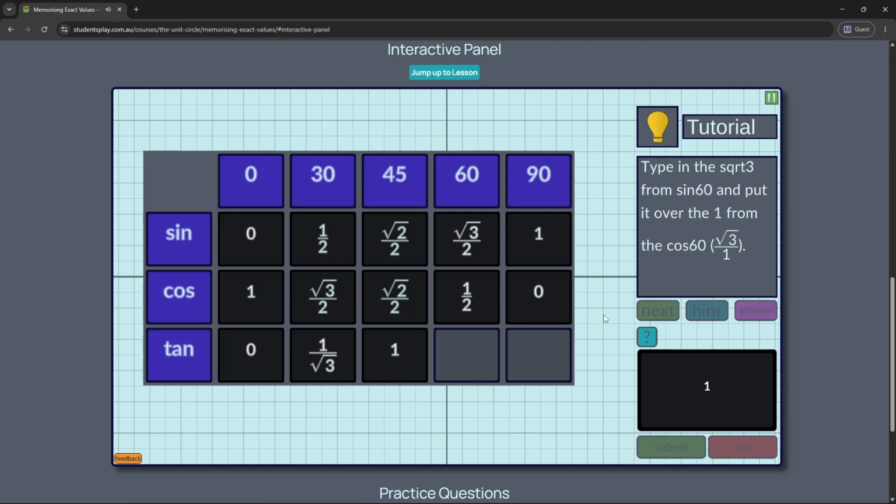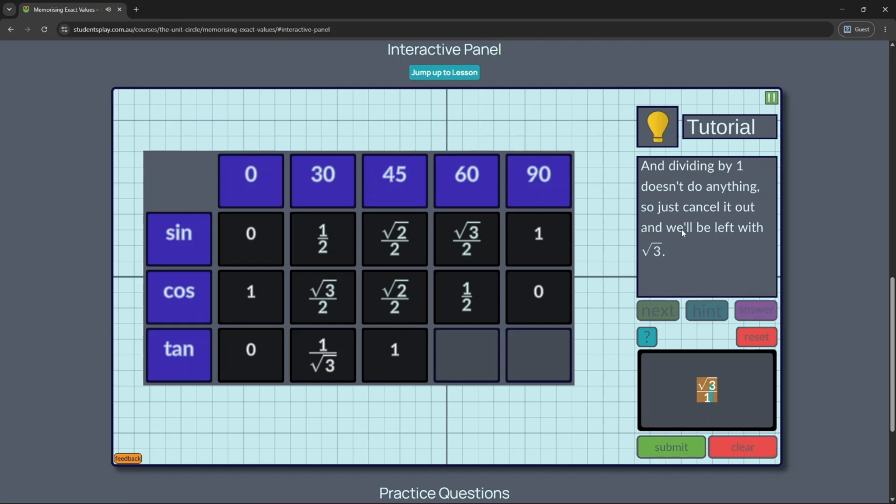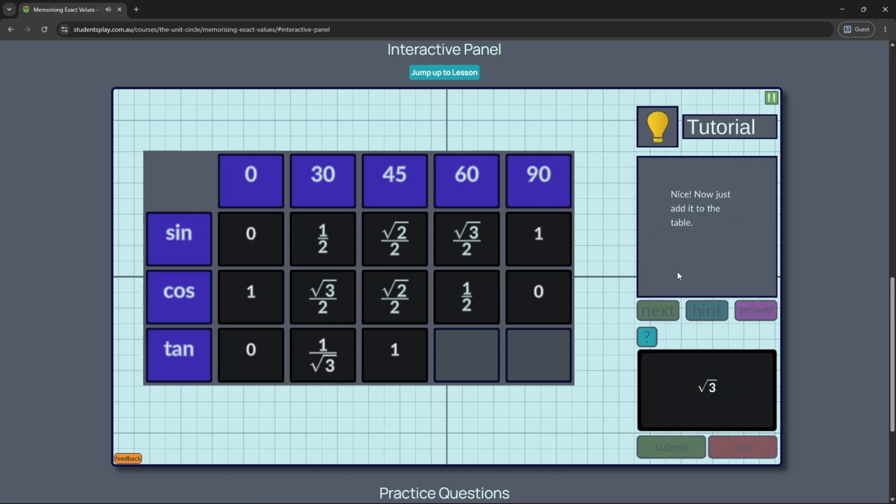Type in the square root of 3 from sine 60 and put it over the 1 from the cos 60, which is square root of 3 over 1. Okay, square root of 3, that comes from here, and the 1 comes from there, so over 1. And dividing by 1 doesn't do anything, so just cancel it out and we'll be left with square root of 3. Okay, just like that. Nice, now just add it to the table. Square root of 3. Last one, tan 90.